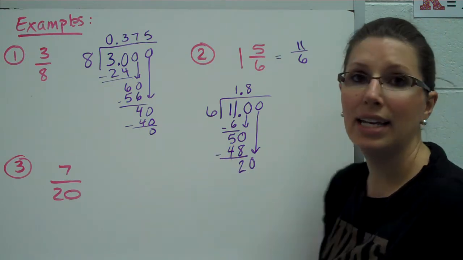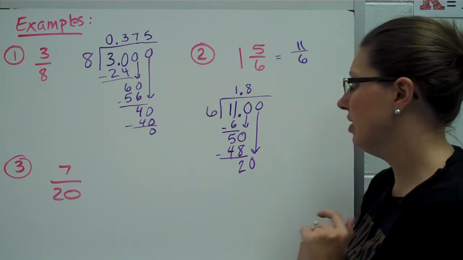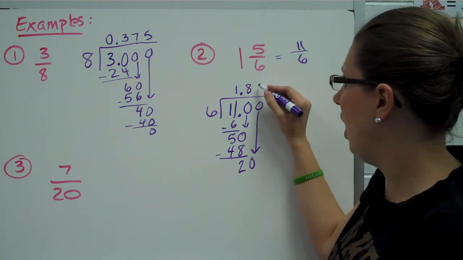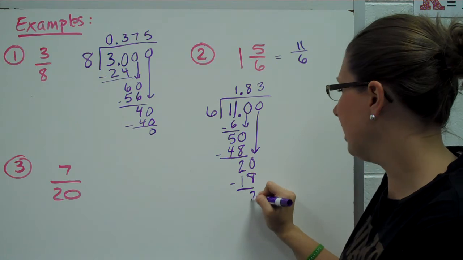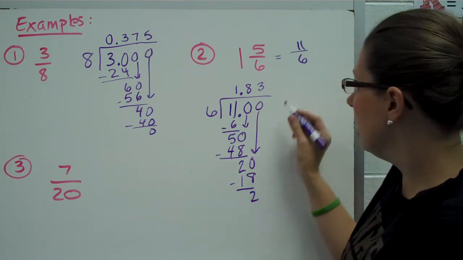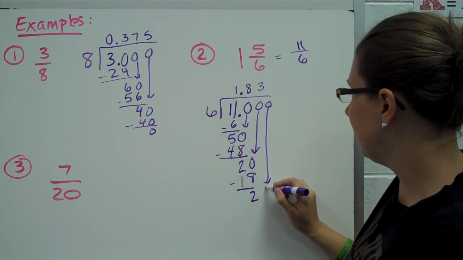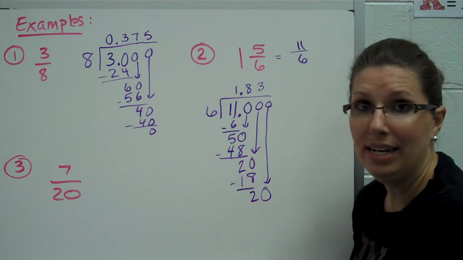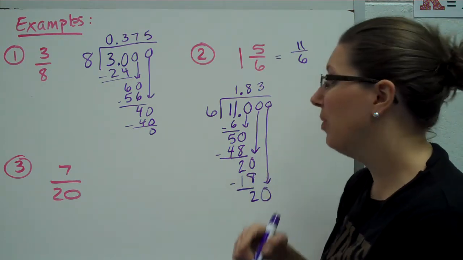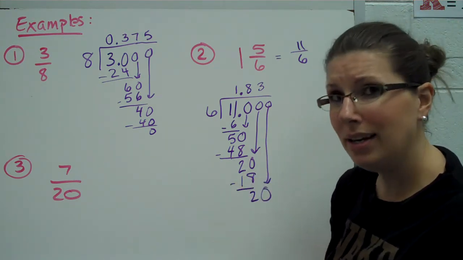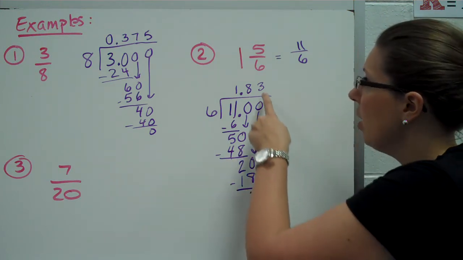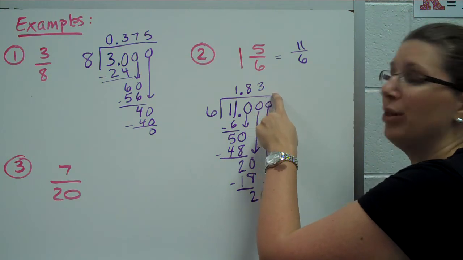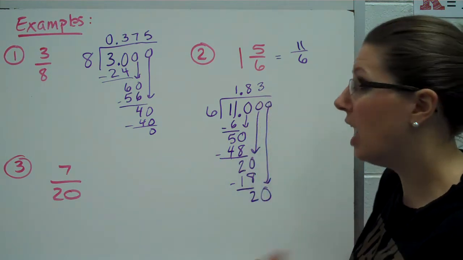6 go into 20? Yes, it does. 6 goes into 20 3 times. 3 times 6 is 18. Subtract and I get another 2. So if I added a 0 and brought it down, I would get 20 again. So I would repeat this process over and over again, which means I would get 3, 3, 3, 3, 3 up here constantly.